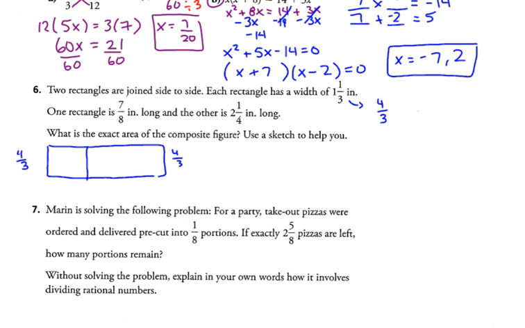One rectangle is 7/8 inches long. So that would be the small one. So that's this portion just right here. And the other rectangle is how much? 9/4. Yeah, 2 times 4 plus 1. 9/4 of an inch. So if you have 1 1/3, you have 4/3 because 3 times 1 plus 1.